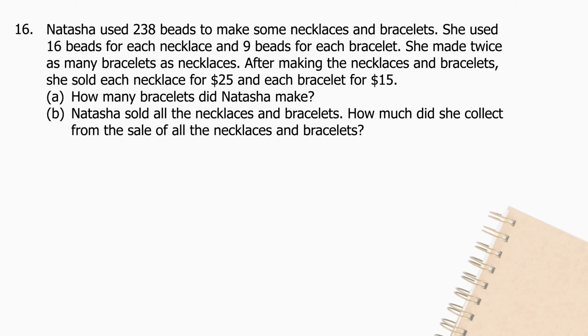Question 16. Natasha used 238 beads to make some necklaces and bracelets. She used 16 beads for each necklace, and 9 beads for each bracelet. She made twice as many bracelets as necklaces. After making the necklaces and bracelets, she sold each necklace for $25, and each bracelet for $15. A. How many bracelets did Natasha make? B. Natasha sold all the necklaces and bracelets. How much did she collect from the sale of all the necklaces and bracelets?